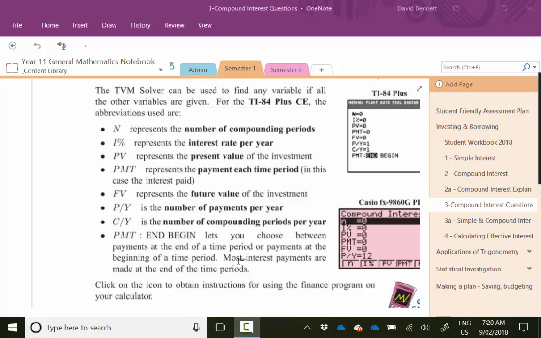PV is the present value. When we do that, it's costing you money to put money into the bank or into an investment account, so we're going to put that in as a negative value. PMT is the payment per each period, which we're going to look at later. FV is the future value, what your investment is going to grow to. P/Y is the number of payments per year, and then C/Y is the number of compounding periods per year.